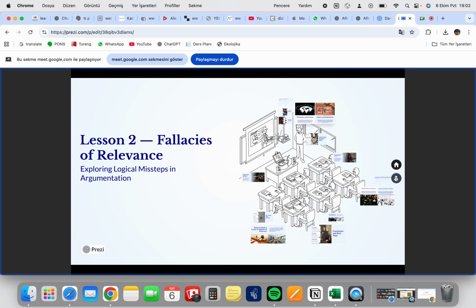So today we start exploring our first big category of fallacies, and it's fallacies of relevance. These fallacies are very common in everyday life, especially in media, politics, and even small conversations with your friends. They are the kind of mistakes where people use reasons that sound interesting or emotional but are not really connected to the main point. Are you guys ready? Let's begin.